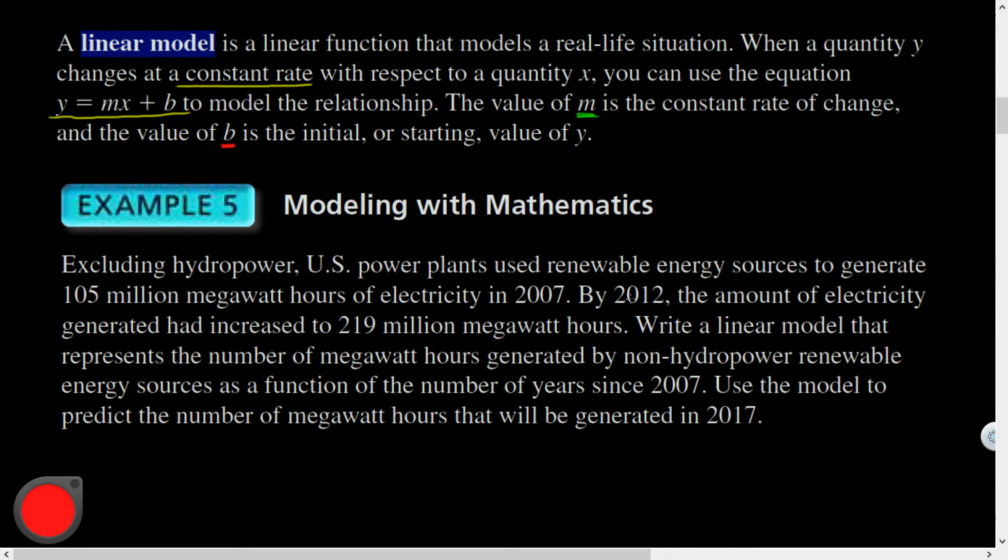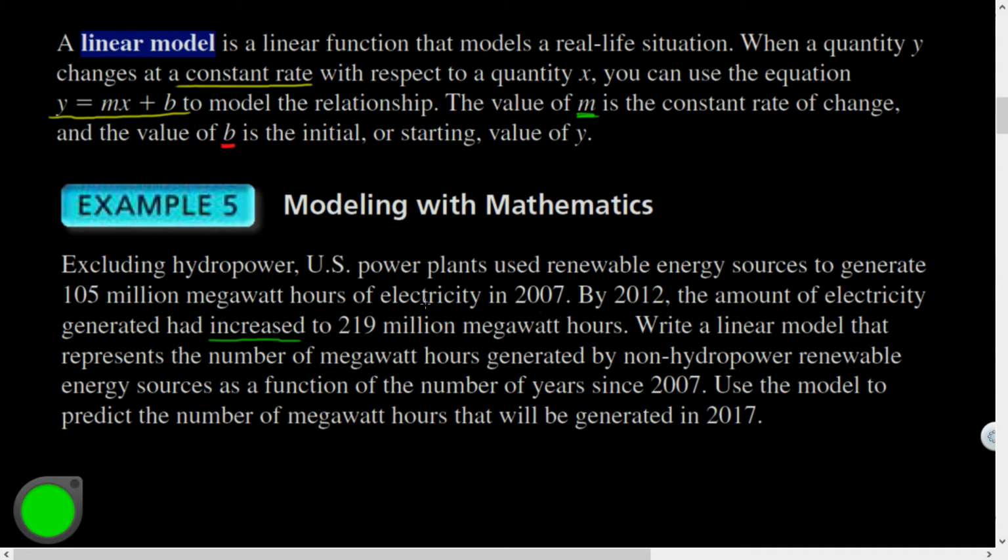All right, by the year 2012, the amount of electricity generated increased, wait a minute. Guys, that sounds like change, right? Increased. I'm thinking change. Hopefully we can find a rate of change here somewhere, to 219 million megawatt hours.